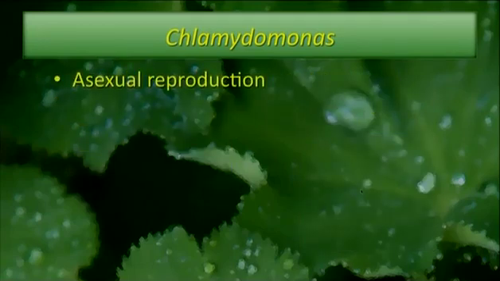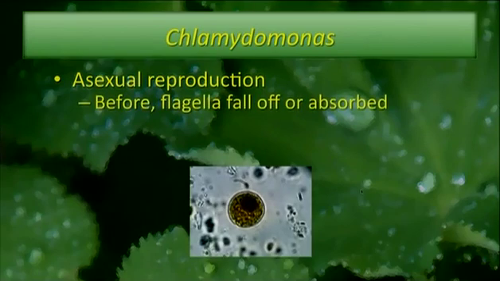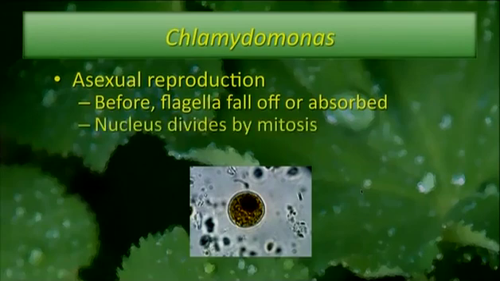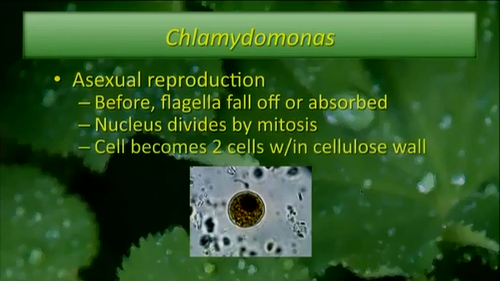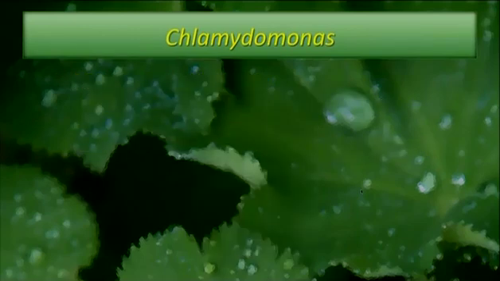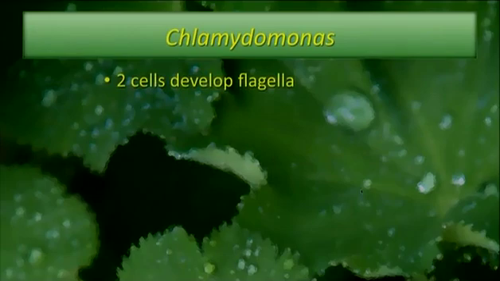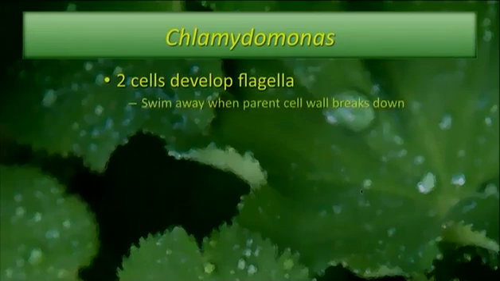Now the asexual reproductive life of this alga. Before asexual reproduction happens, the flagella fall off or are absorbed. Then the nucleus divides by mitosis. The one cell becomes two cells within the cellulose cell wall. Then the two new cells develop flagella. Then they swim away when the parent cell wall breaks down.